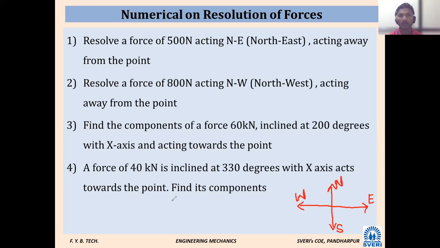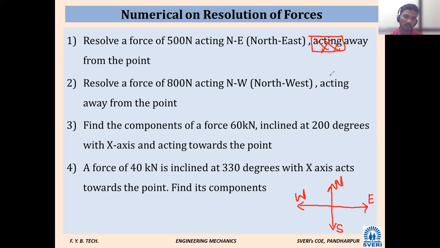A force of 500 Newton acting northeast, away from the point. Actually, this word should not be there, because "acting" is repeated twice. So, resolve a force of 500 Newton acting northeast, away from the point. Now my first question: which two principal directions are given here?